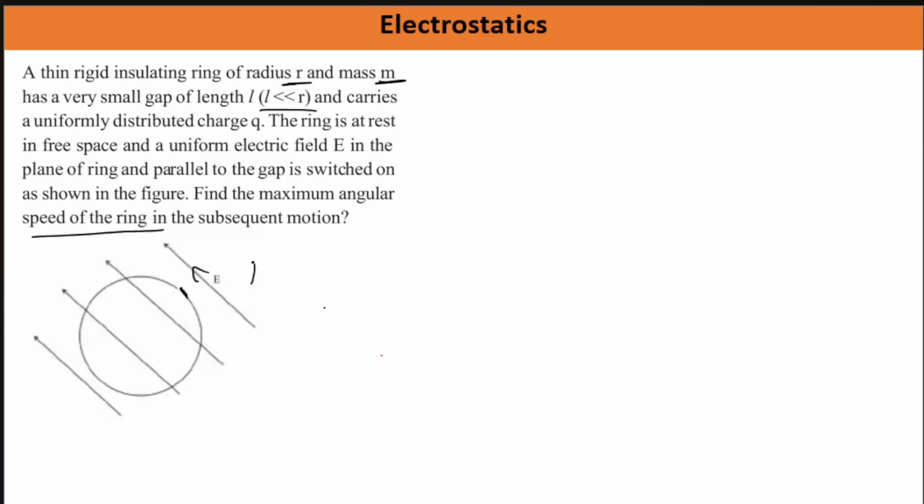Here it is said the length of the gap is far less than the radius of the ring, so this is very small. So first, when I looked at this question, I was of the view that omega should be 0. And here it is asked about maximum angular speed. I was really confused. But in the answer, it is not given 0. It is giving something else. But with the information given in the question, the answer should be omega equal to 0. It should not be anything positive.